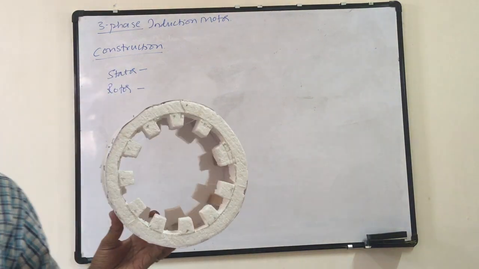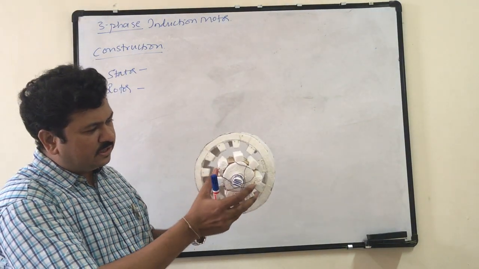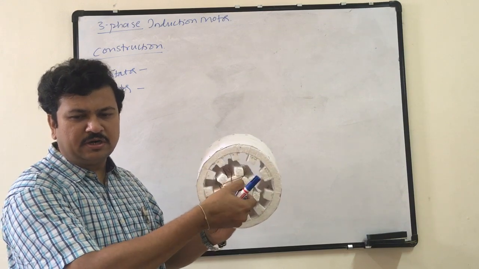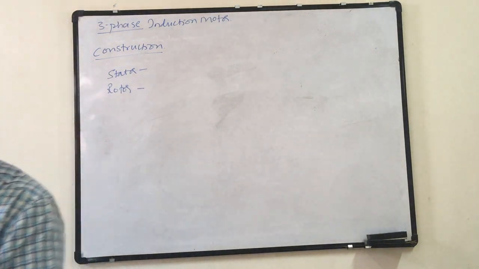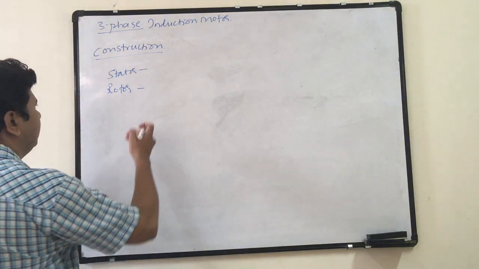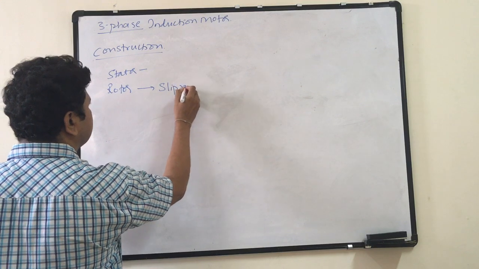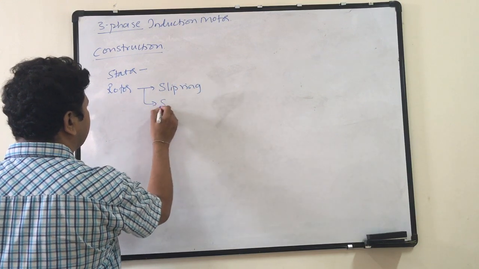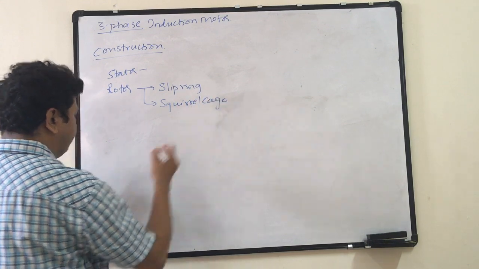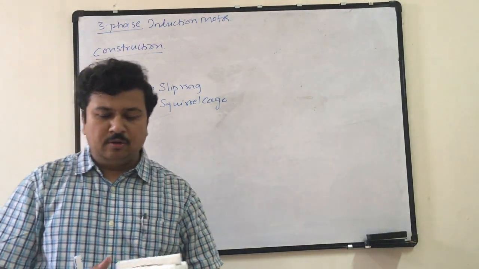Inside the stator, the rotor will fit, and whenever the supply is given, the rotor starts rotating. This is how the construction is given. So that was the stator and this is the rotor, and in rotors we have two types. One is slip ring and the second is squirrel cage.